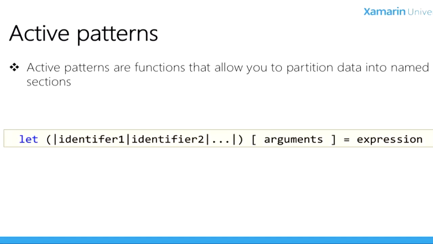And the syntax is similar to a regular function with two differences. First, the name of the function identifies the name of the partitions you intend to create. And second, the identifier name is surrounded in parentheses, as you can see in this syntax example. So let's look at a real code example to see how these are defined.